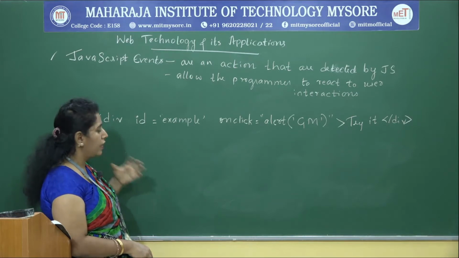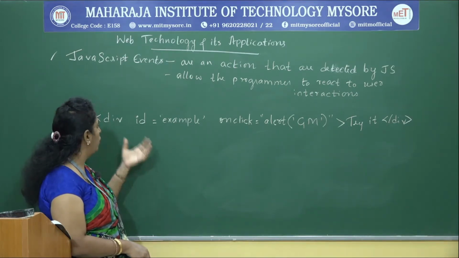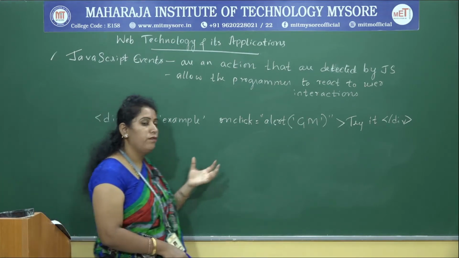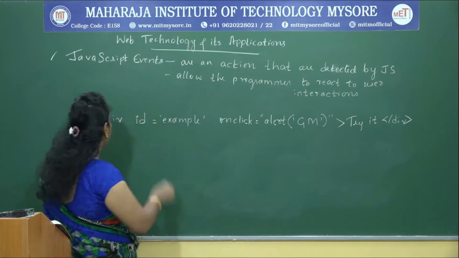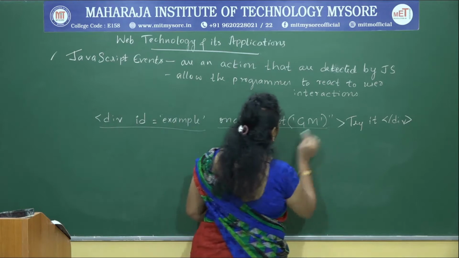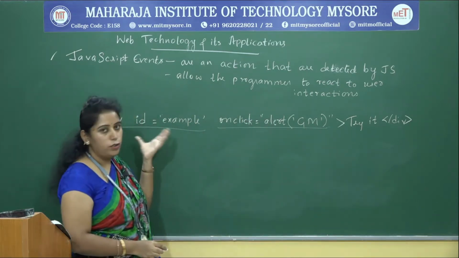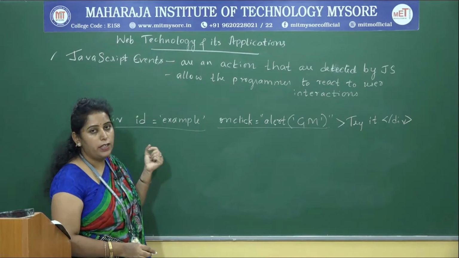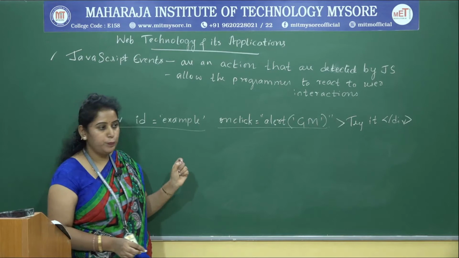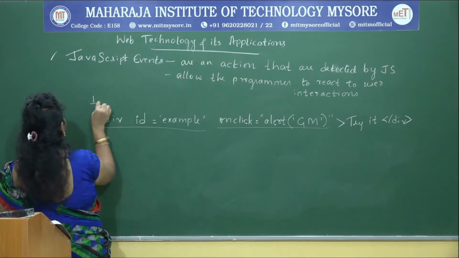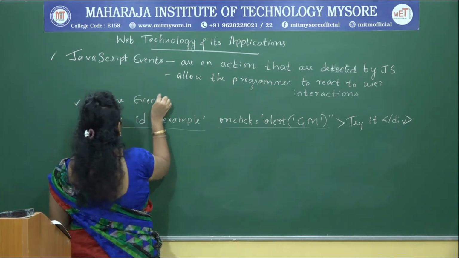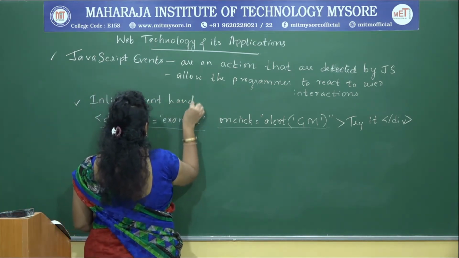So this is an example where JavaScript code and HTML code are woven together, in the sense that they are combined. See, this is HTML code and this is JavaScript code. So both are woven together. For this we call it the inline event handler approach.